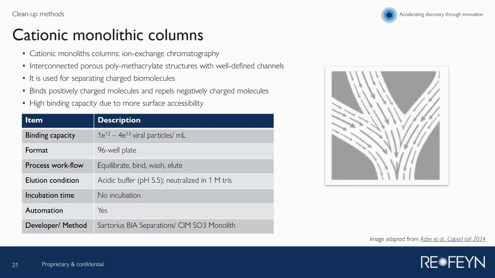So the binding capacity for this product is about 1E12 to 4E13 viral particles per mL. The developer of the product is Sartorius Bioseparations, and it is available in a 96 well plate format. Like the previous protocols, the elution for the product is an acidic buffer followed by neutralization in 1 molar Tris. One key thing to note here is that, unlike the affinity ligand resin or the magnetic bead protocols, which require an hour of incubation for your AAVs to saturate the affinity ligand on the resin or beads, this product does not require incubation, which saves you about an hour in the purification process.